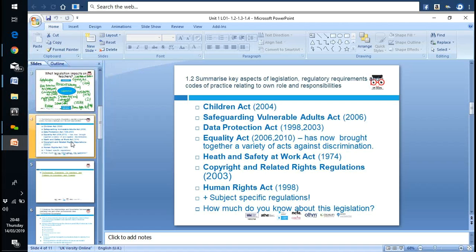So you've got the Children's Act, Safeguarding Vulnerable Adults, Data Protection, Equality Act, Health and Safety at Work Act, Copyright and Related Regulations Act 2003, and the Human Rights Act. I think I might have done something a bit naughty regarding copyright, because I photocopied some assessments and then I was looking at them today and I realised at the bottom it says copyright, photocopying is prohibited.